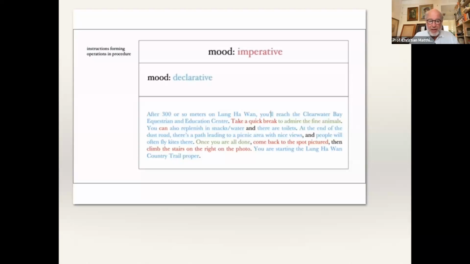So color-coded in light blue, mood, declarative, in red, imperative. So you get a sense of what the paragraph is doing in the topographic procedure. Since it's a procedure, the imperative clauses propel you through this part of the universe in Hong Kong. They're commands, so take a quick look, come back, and so on. And the declarative clauses represent information statements in which the commands occur.